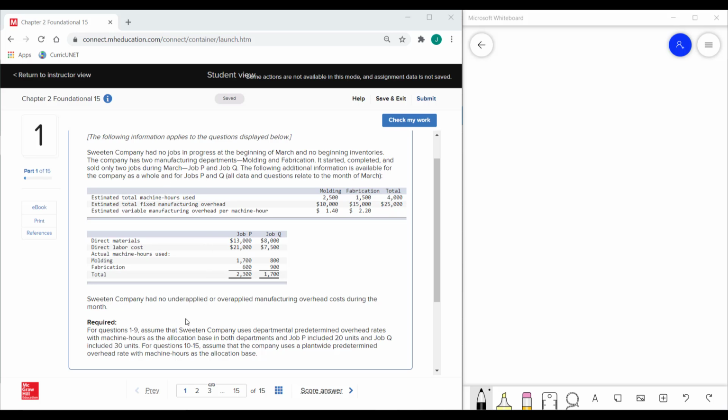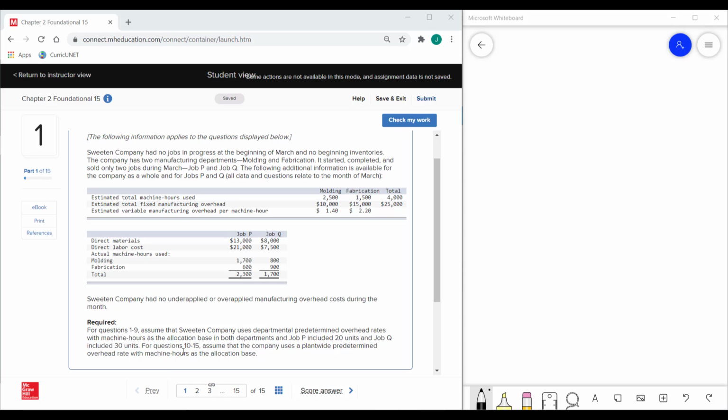Okay, so these questions are actually split into 2 clusters or 2 chunks. For questions 1 through 9, we're going to assume that Sweeten Company uses departmental predetermined overhead rates with machine hours as the allocation base in both departments. And Job P included 20 units and Job Q included 30 units. So for 1 through 9, we're using departmental predetermined overhead rates, 2 of them: 1 for molding, 1 for fabrication.